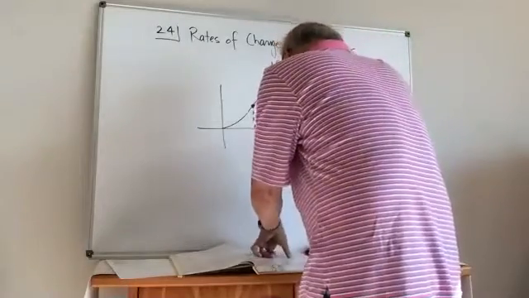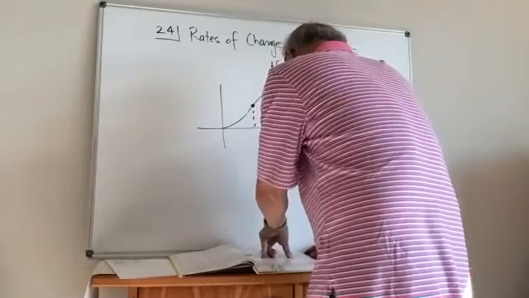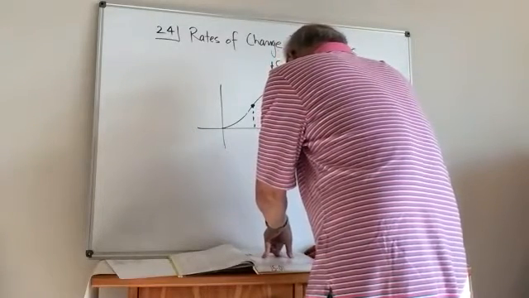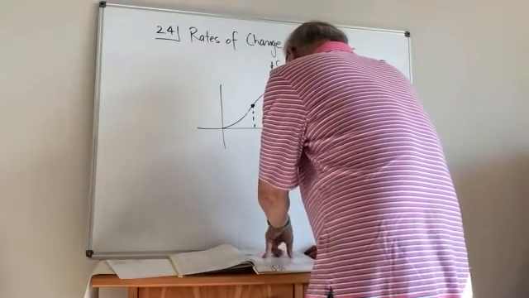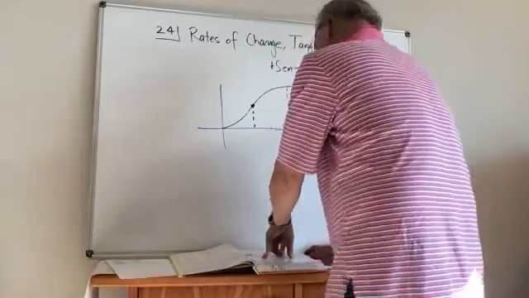Then 2, we find the limiting value of the secant slope, if it exists, as Q approaches P. And 3, we define the slope of the curve at P to be this number and define the tangent to the curve at P to be the line through P with this slope.